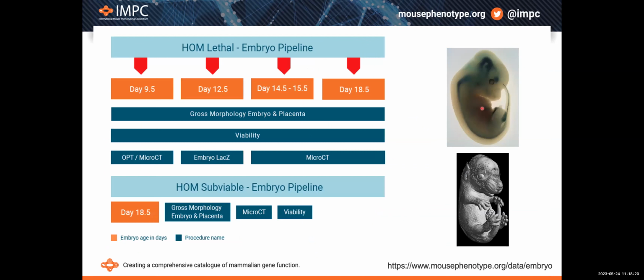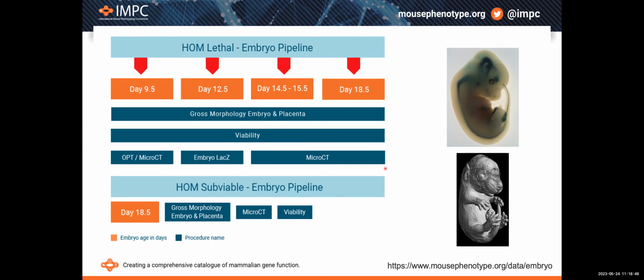In addition to these adult phenotypes, we also have a very extensive embryonic pipeline. So any mouse line that, by het by het mating, fails to produce homozygous animals, we then put through an embryonic pipeline to look at the impact on development, with the entry point at E9.5 as a first time point, and then moving through gestation. And here we assess the gross morphology of the embryo.